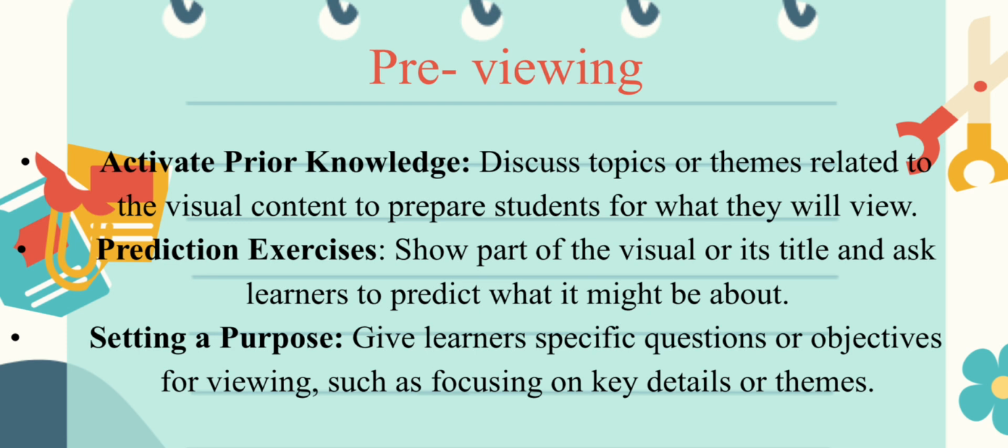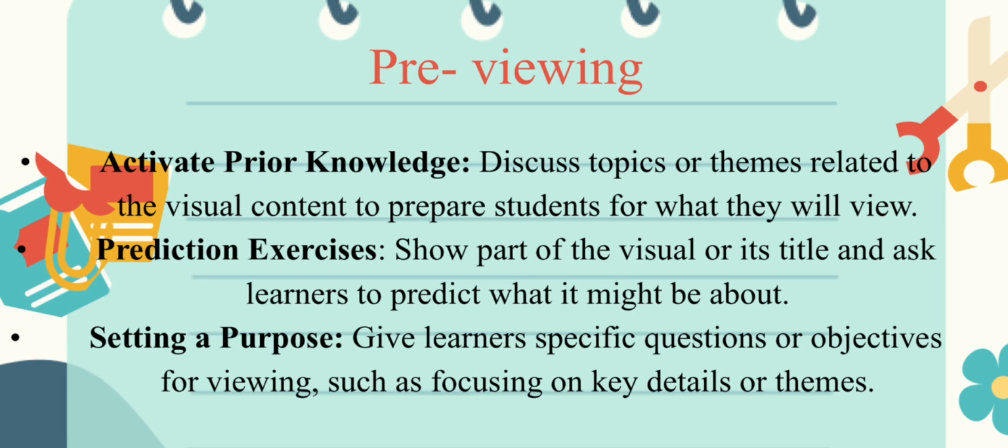Second, prediction exercises. Show part of the visual or its title and ask the learners to predict what it might be about. Encouraging predictions primes students for content they are about to view, tapping into their curiosity and critical thinking. How to implement the prediction exercises? For instance, show a partial image or a snippet of a video, or simply provide a title of the visual content and ask the students to make predictions.